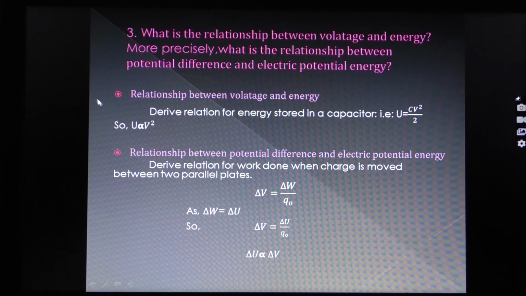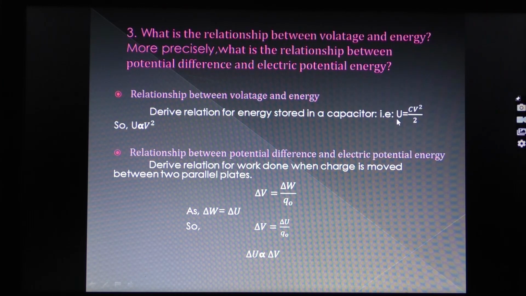Question number 3. What is the relationship between voltage and energy? More precisely, what is the relationship between potential difference and electric potential energy? First of all, we come to the relationship between voltage and energy. Voltage is the potential difference. All right. Derive relation for energy stored in a capacitor. We all know in the previous lecture, we derived this relation. This is giving you the energy stored in the capacitor given by U. U is equal to CV square over 2.